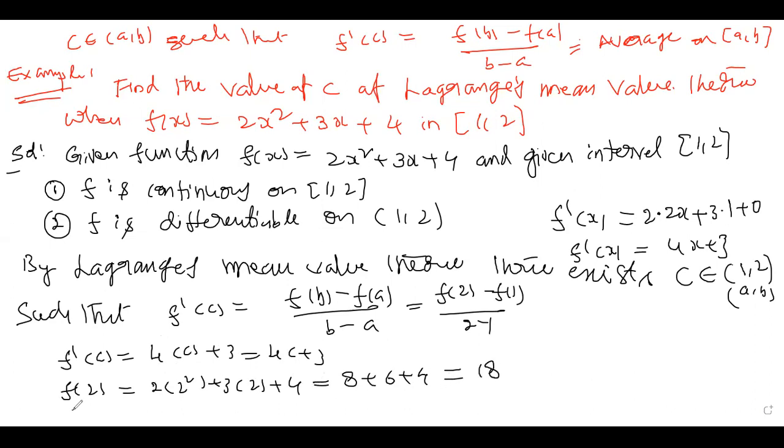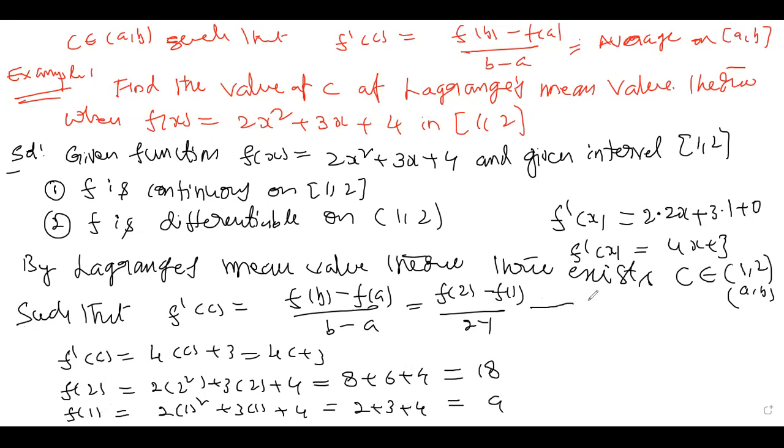Now come to the next point. Next we require f of 1. f of 1 means 2 into 1 square plus 3 into 1 plus 4. That equals 2 plus 3 plus 4, that equals 9. Here we calculated f dash, f of 2 and f of 1.